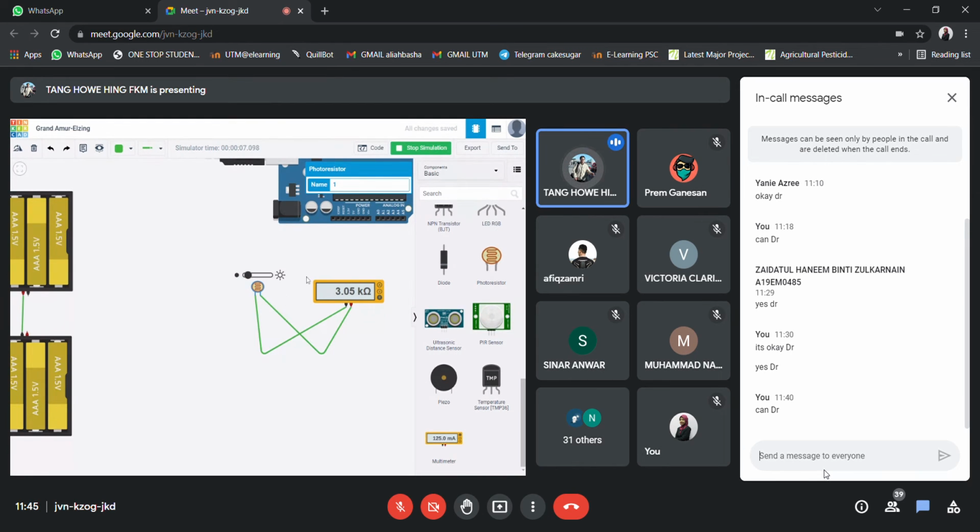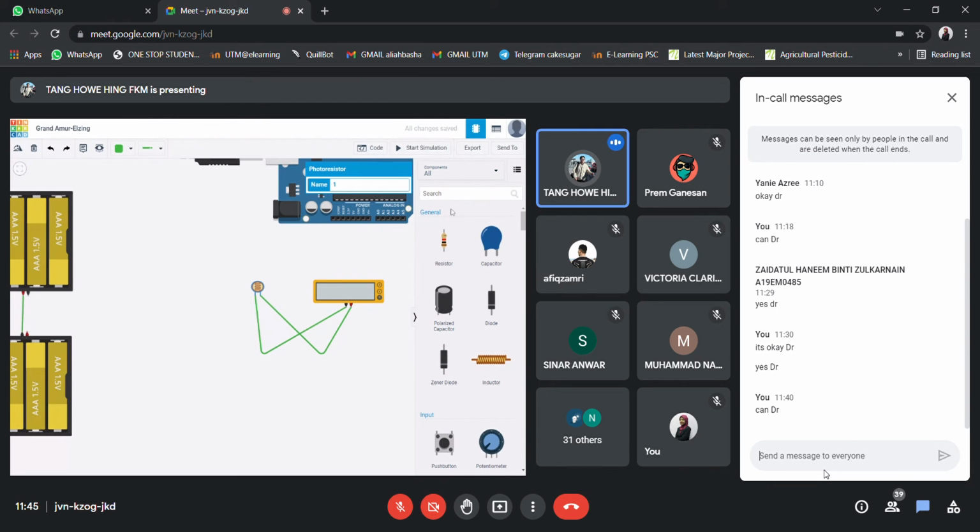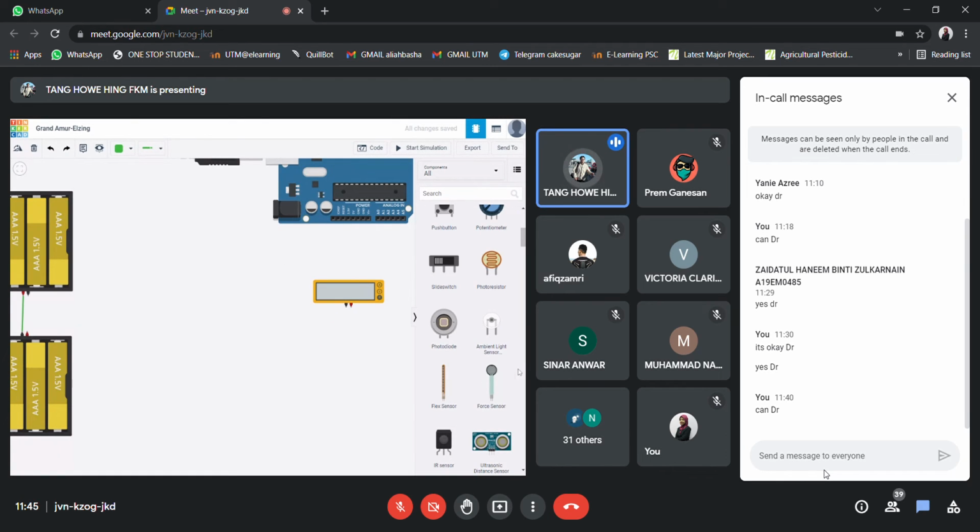Okay, so there is a photoresistor. Once the brightness changes, the resistance of this sensor will also change. In fact, quite a lot of sensors are based on this resistive type of working principle. For example, we have another sensor over here, the flex sensor, right?